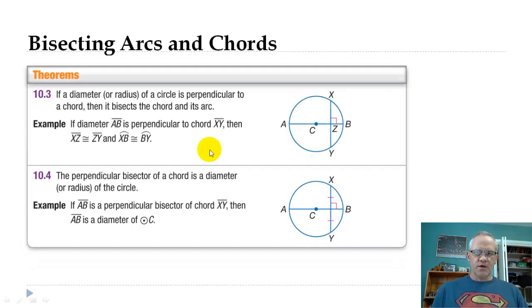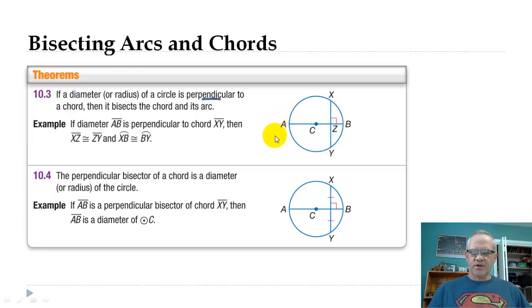All right, the other thing that's going to happen, now this is a little bit trickier: in a circle, if you have a diameter or a radius, in other words a line going through the center, and it's perpendicular to a chord, here this is the chord XY, and the line through the center, whether it's the diameter or the radius, makes a 90-degree angle here, it will bisect both the chord and the arc. Bisect, remember, means split exactly in half.